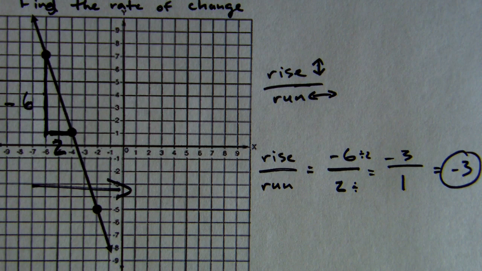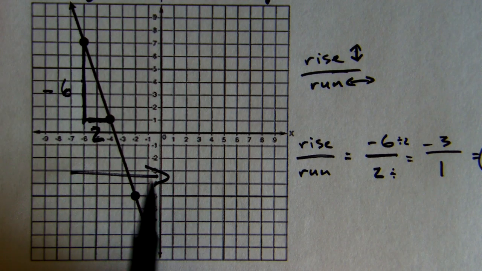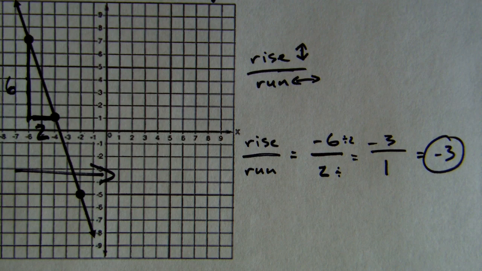So if you made a mistake here, it's because maybe you didn't recognize that it was a negative or you didn't simplify. So make sure, if we go left to right and it goes down, so if you're riding a bike and you're going downhill, it's going to be negative. So our rate of change for this graph is -3.